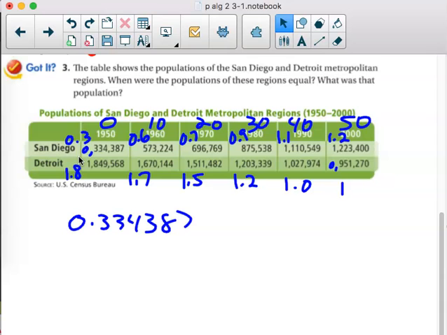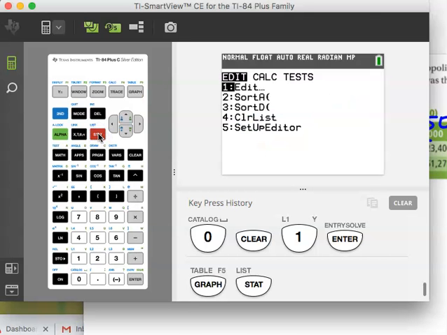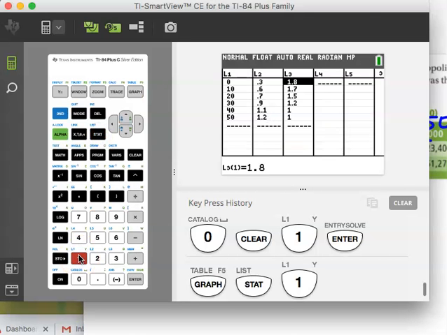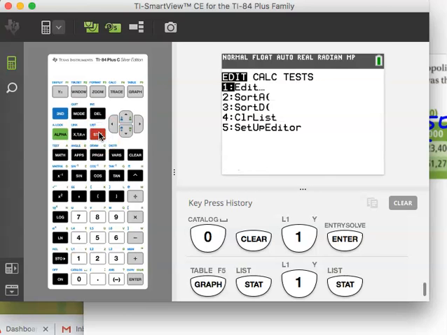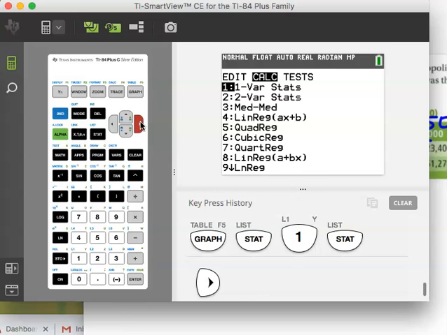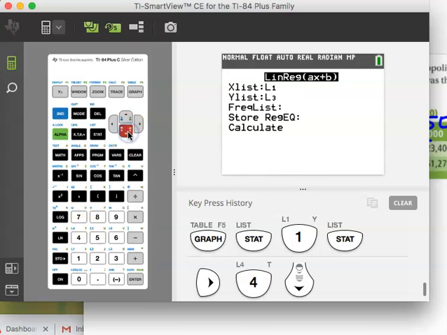I'll do the same thing, but I'll hit pause while I do it. All right, if we're in stats, you can see I've got all those numbers in there, and I did second plus number 4, clear all the lists to get them all out of there. And then I went ahead and put in our time since 1950 in years for list sub 1. List sub 2 is San Diego, and list sub 3 is Detroit. Now, these are definitely not as large of populations as we had for New York and Los Angeles. But we'll give it a try, and we'll see whether or not we can graph it with the window we already had.